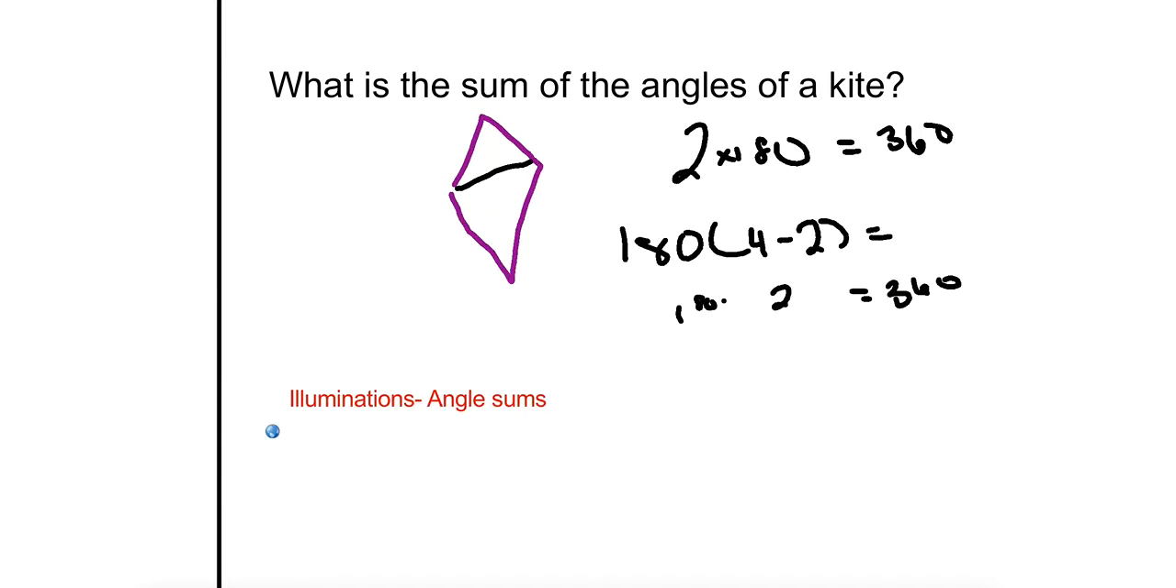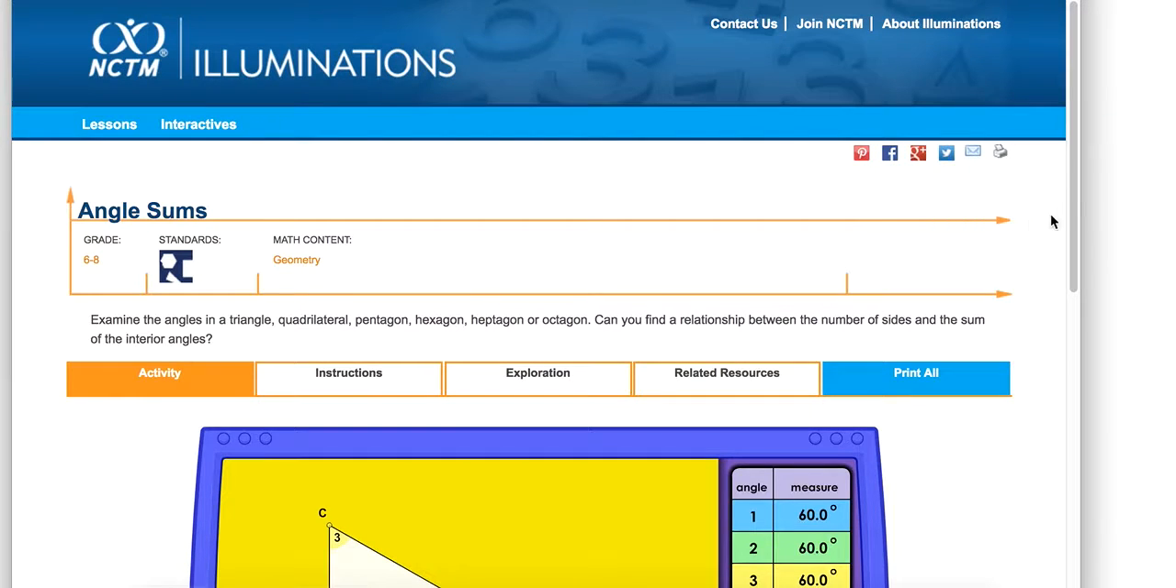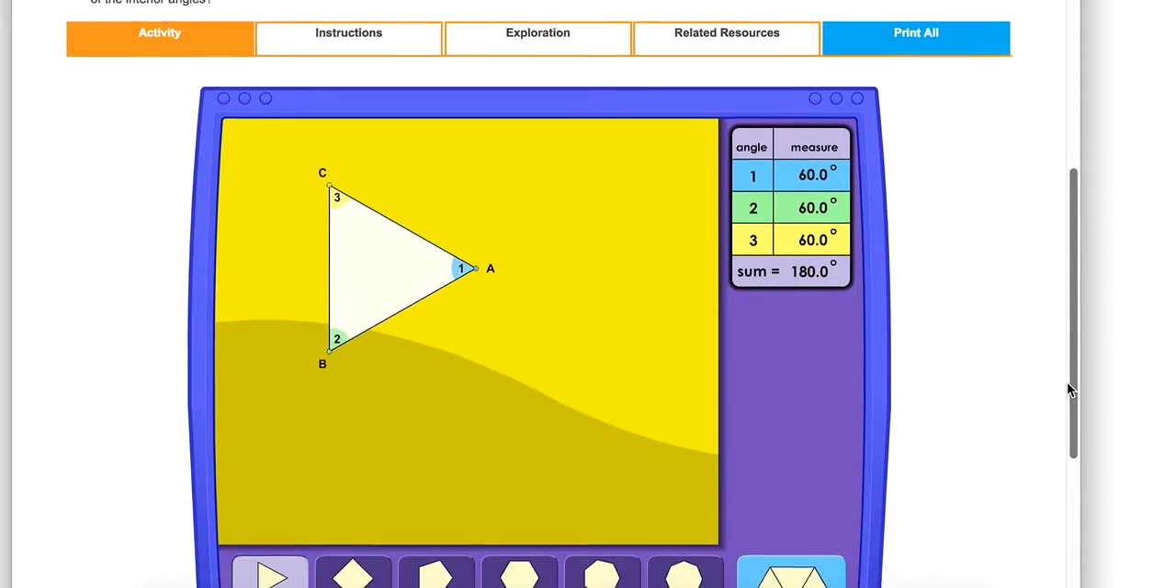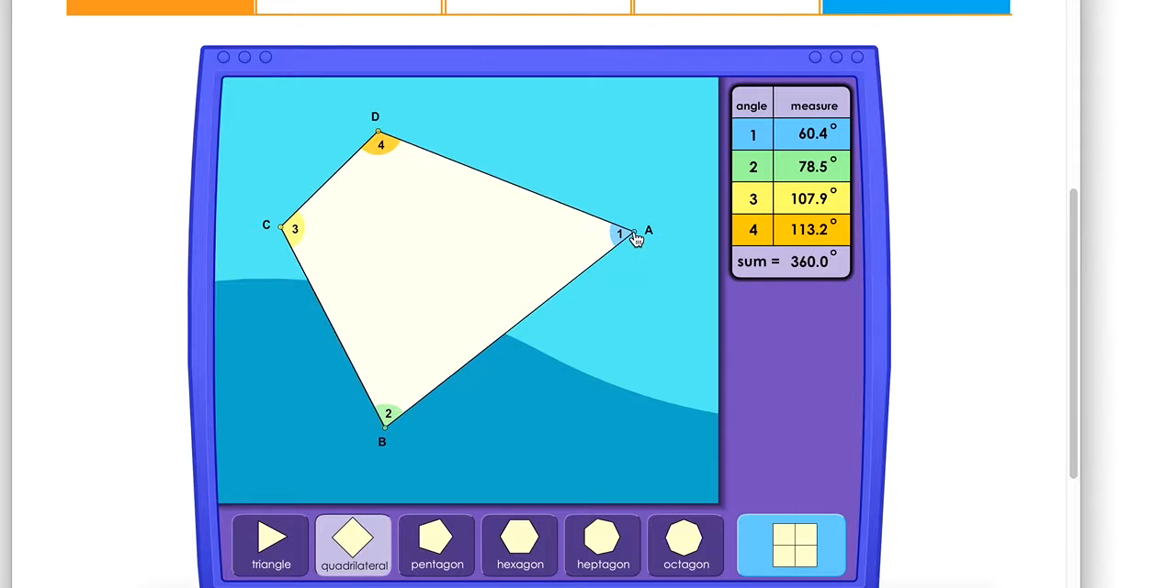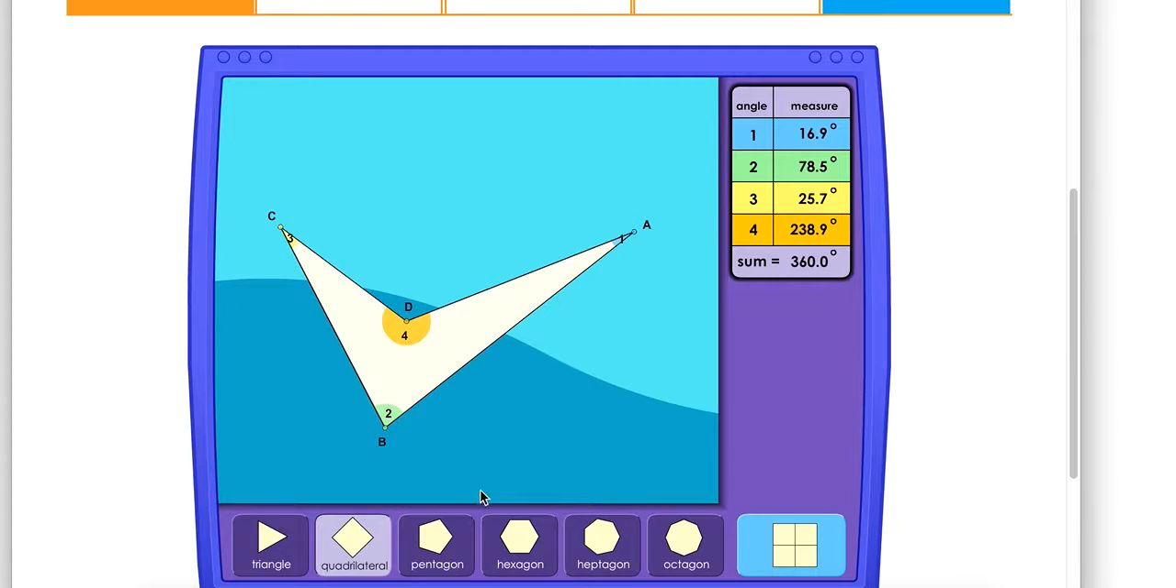So we're going to take a look at just some examples quickly, just to get us to remember what was happening. A triangle we know is 180. All quadrilaterals, no matter what, the 4 angles equal 360. It doesn't matter what kind of quadrilateral I have. So trapezoid, here is an irregular one. They always stay at 360.